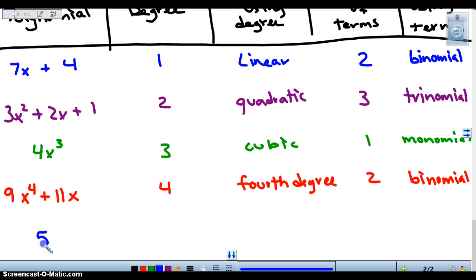If we have the number 5, the degree is 0 because it has no variables with exponents. This is called a constant because there are no variables. There is only one term, so this is a monomial.